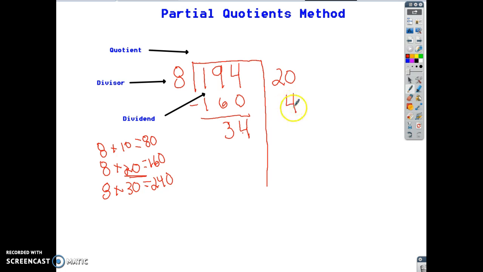So 4 here, remember whenever you put a number here, you multiply it by your divisor. 4 times 8 is 32. Then you're going to subtract. And then that's a 2, so we'll write that down. Remember, when this number is smaller than this number, you are done. Or if you get a 0 down here, then you know you're done too, and then there's no remainder.